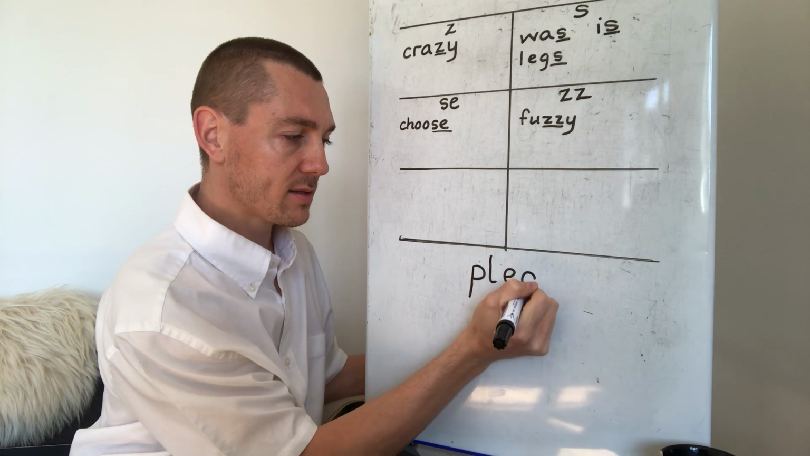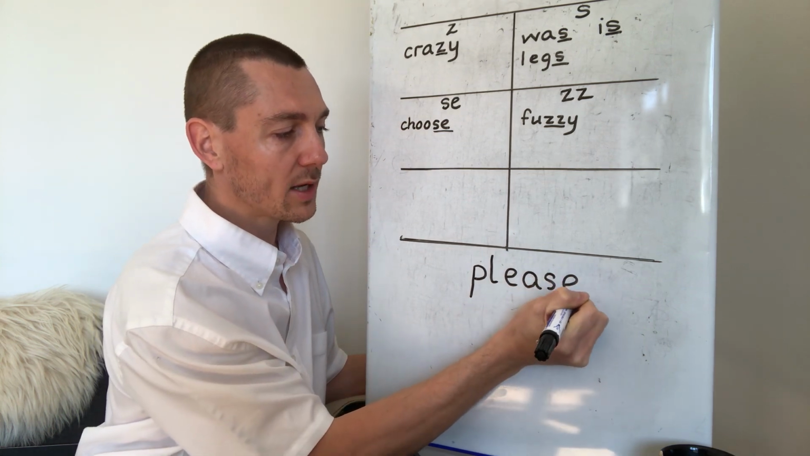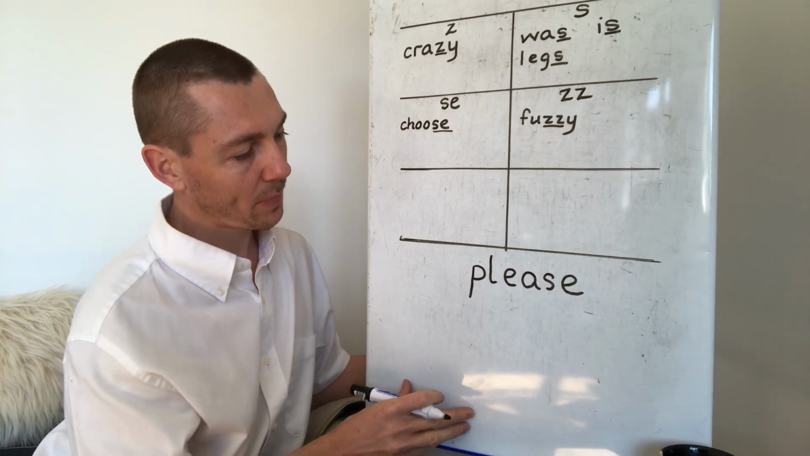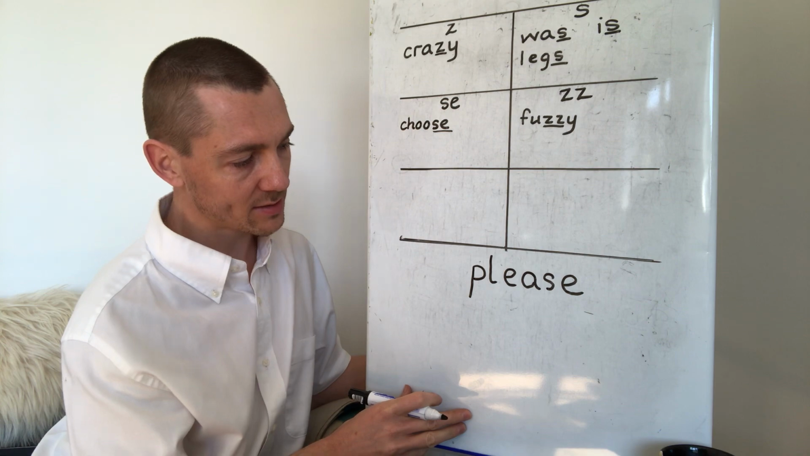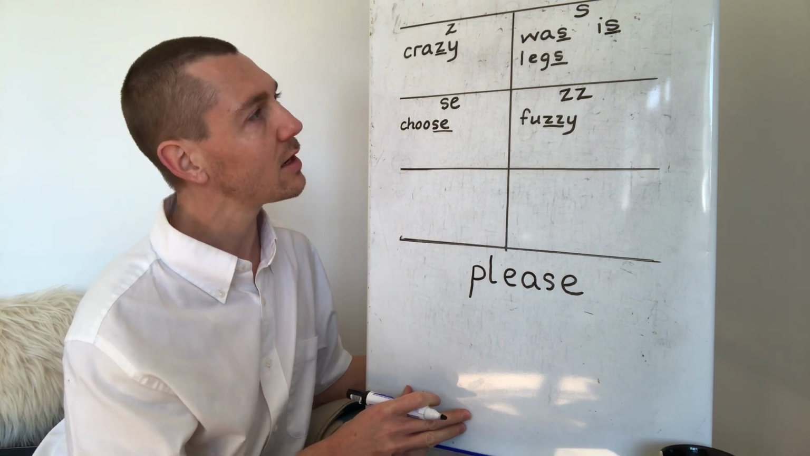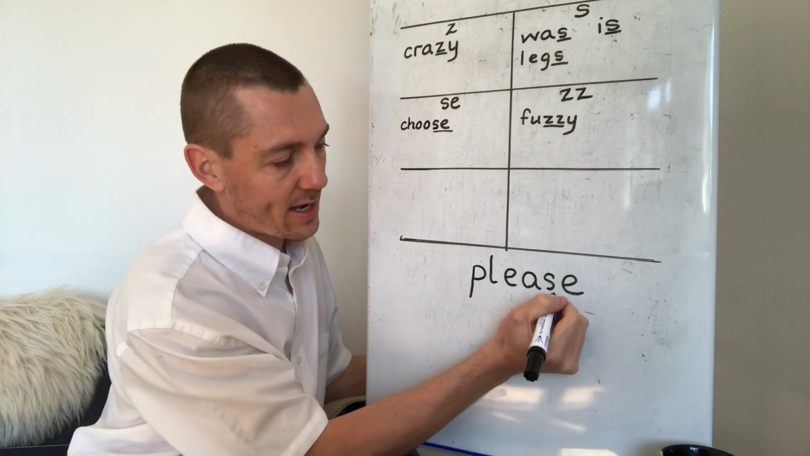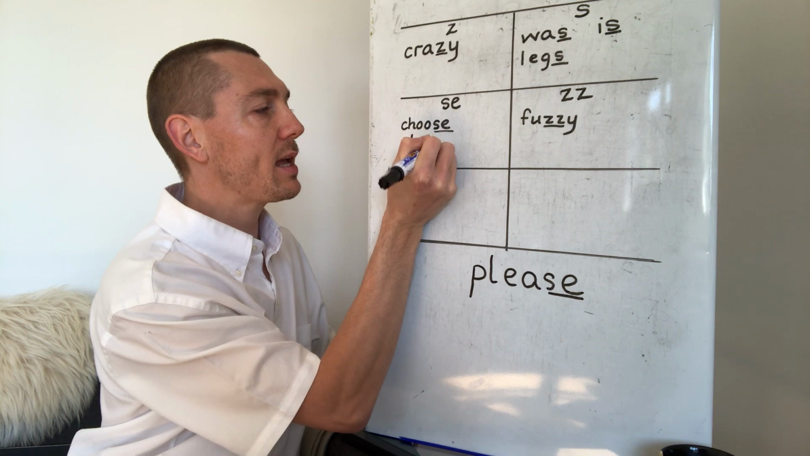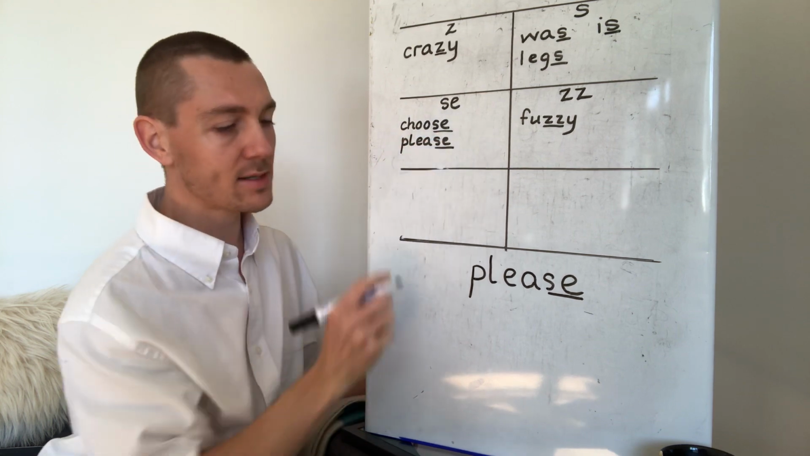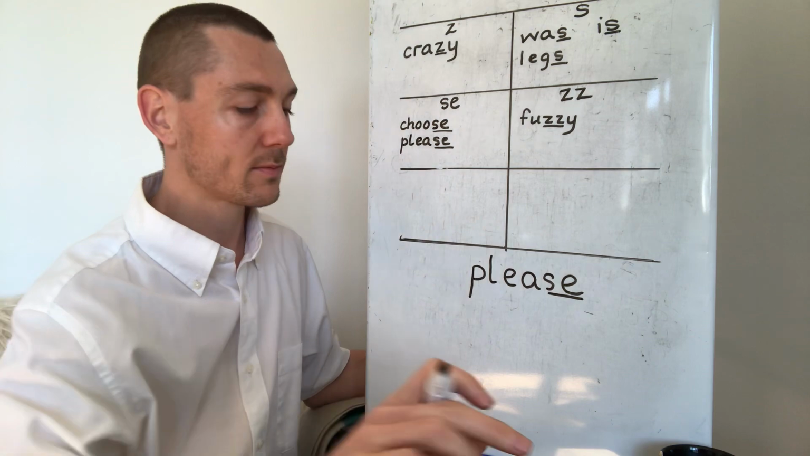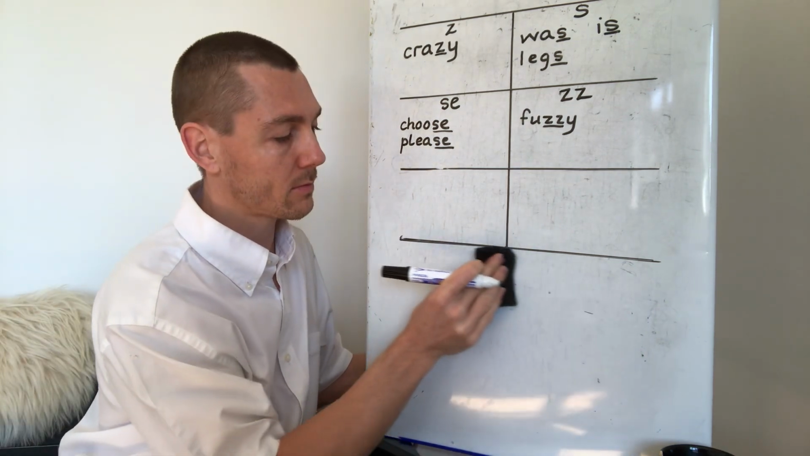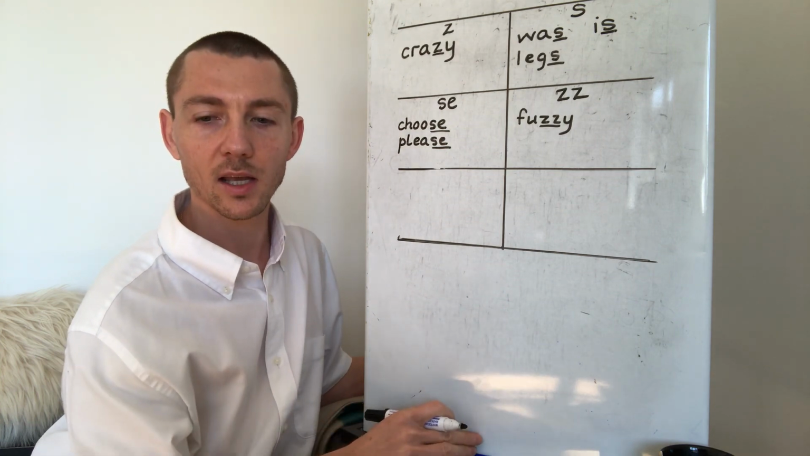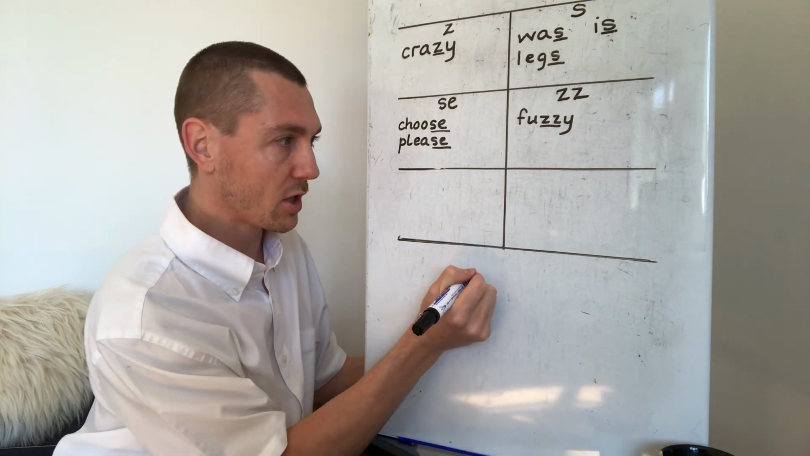Okay, the next word is one syllable again. 1, 2, 3. Yeah, please. Please. So where is the Z spelling in please? Yeah, we have the SE spelling here. And we say P, L, E, Z. 2 letters, 1 sound. Please. Okay. A few more on this chart.